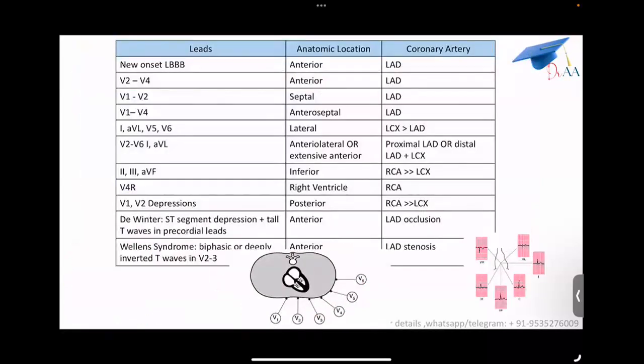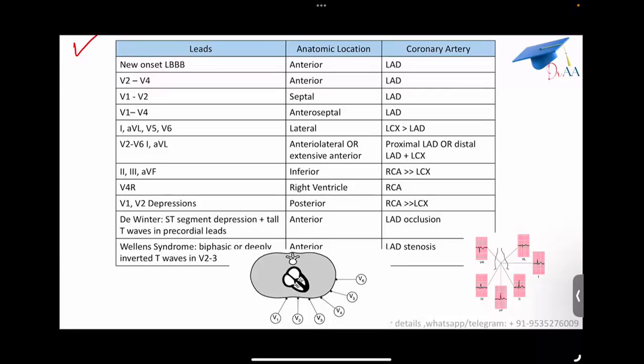The other question which can appear is that they just give an ECG and ask which is the most likely culprit artery, the artery which most likely has a thrombus. For those kinds of questions, this is the algorithm, or this tabular form, which you need to look for, and it is very important from an exam perspective.